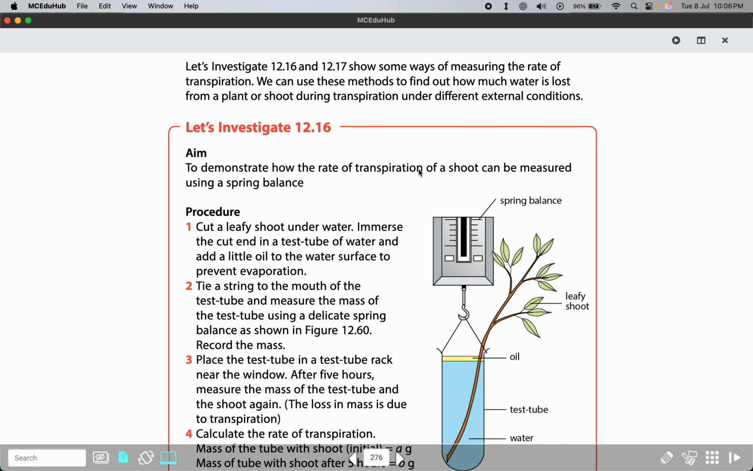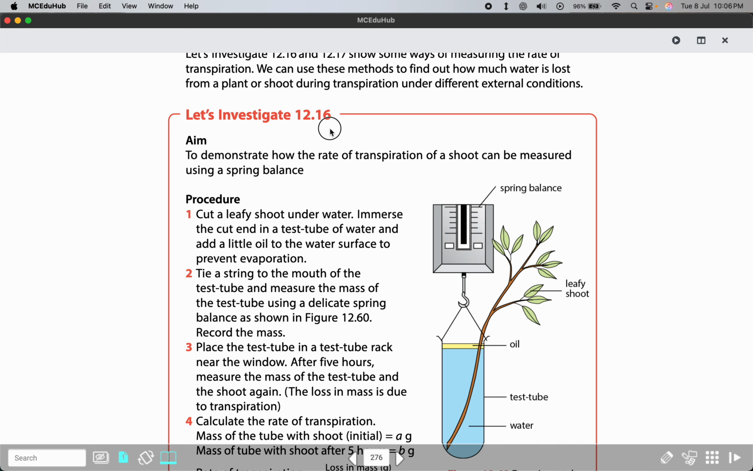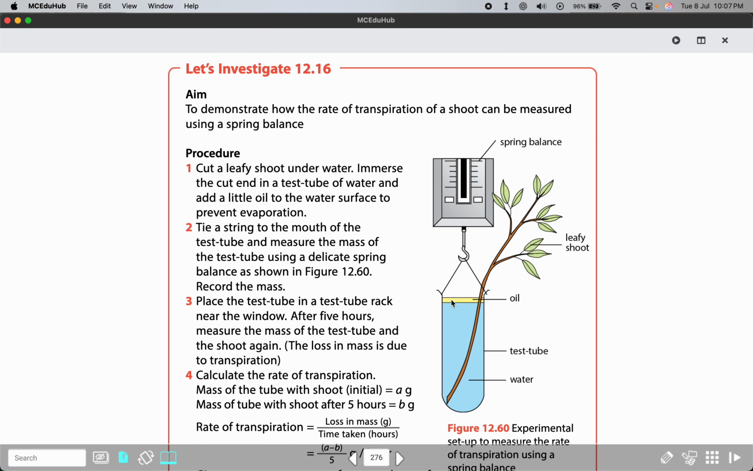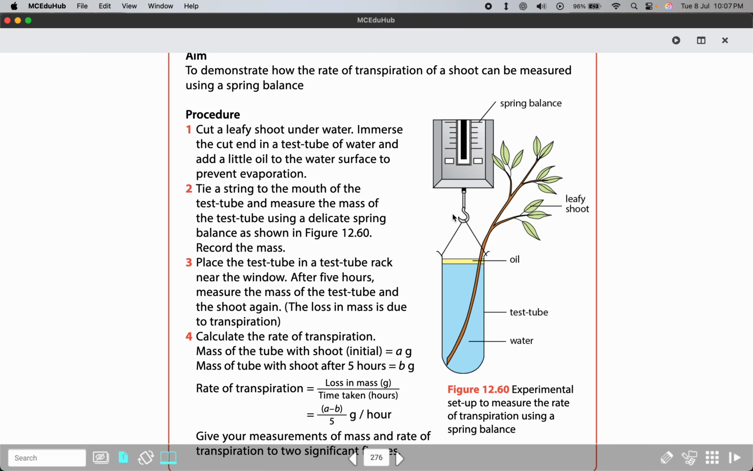Let's look at this figure to measure the rate of transpiration. Okay, so the first method is using a spring balance. Right, so a spring balance measures the weights, right? The weights of this whole setup. So let's say mass. Okay, the mass of this setup.